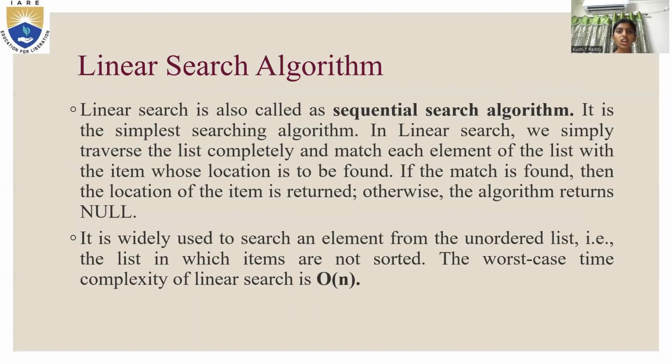Coming to the linear search algorithm, linear search is also called the sequential algorithm. It is the simplest searching algorithm. In linear search, we simply traverse the list completely and match each element of the list with the item whose location is to be found. If the match is found, then the location of the item is returned. Otherwise, the algorithm returns null. It is widely used to search an element from an unordered list, that is, a list in which items are not sorted. The worst case time complexity of linear search is O(n).